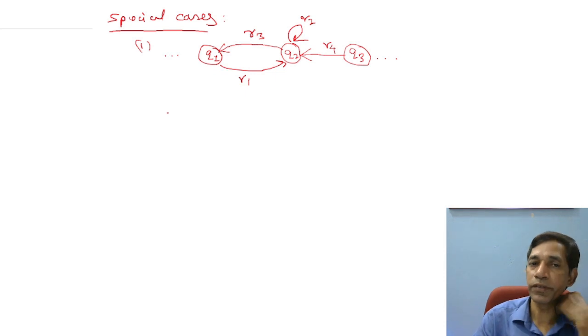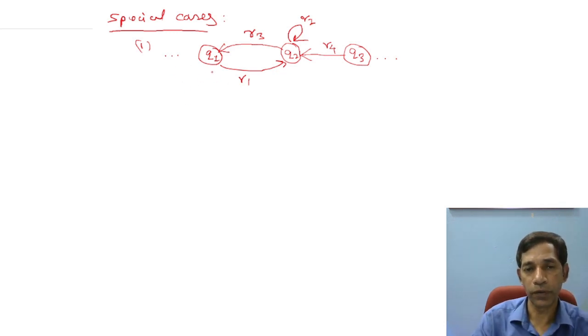So we have some special cases like this. If we have the situation like this, you are in the state Q1, you have the states Q1, Q2, Q3, and from Q2 you are going to the state Q1 for the regular expression R3. You have the edge from Q1 to Q2 and the regular expression is R1. You have the loop at the state Q2 and the regular expression is R2. From Q3 you are going to the state Q2 for the regular expression R4.